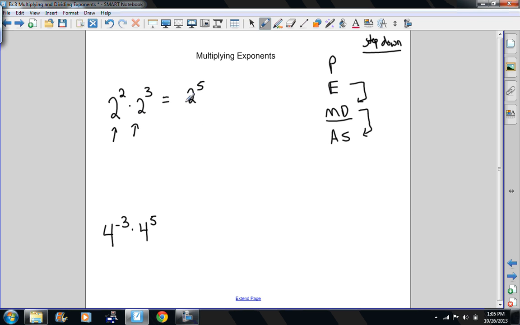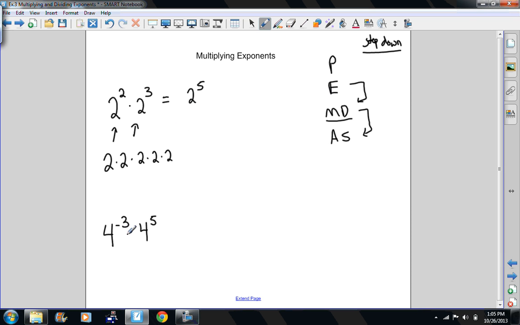And the reason why this happens is pretty simple. If we have 2 squared, that's equal to 2 times 2. And if we have 2 cubed, that's equal to 2 times 2 times 2 for a total of 5 2's, or 2 to the 5th power.